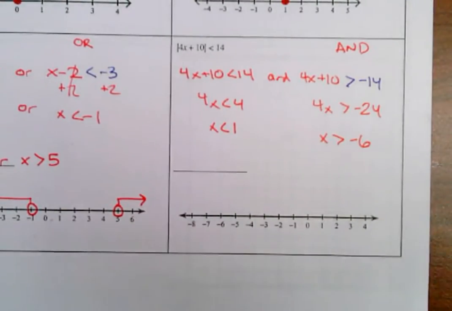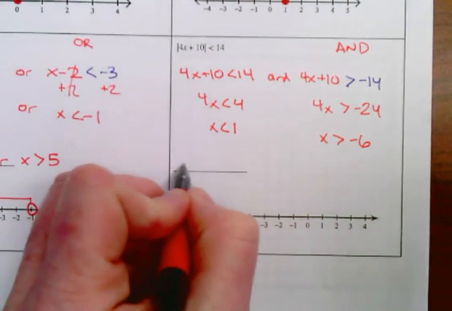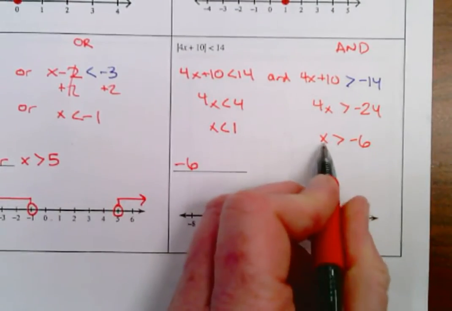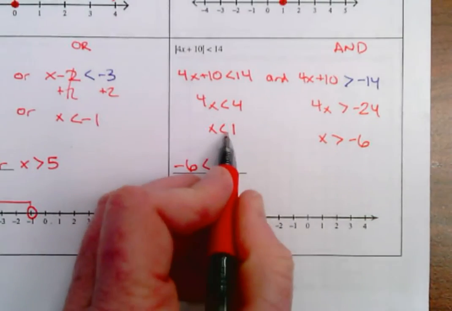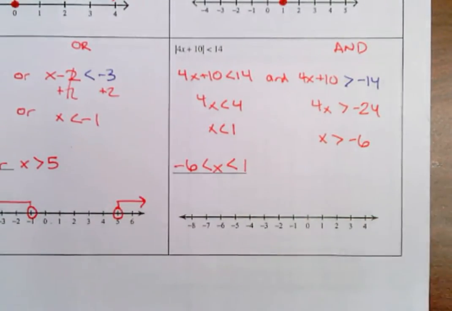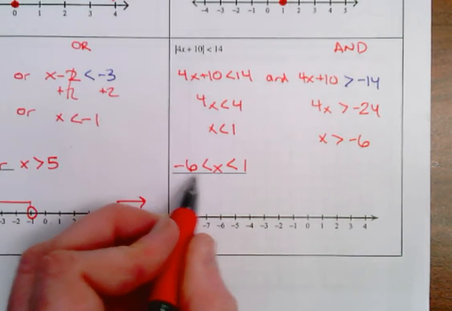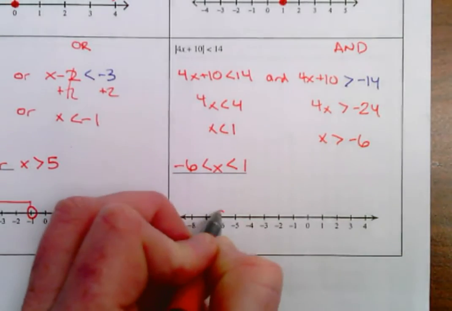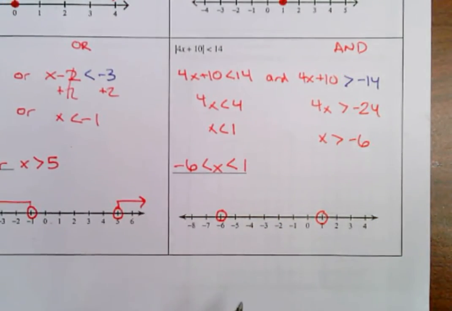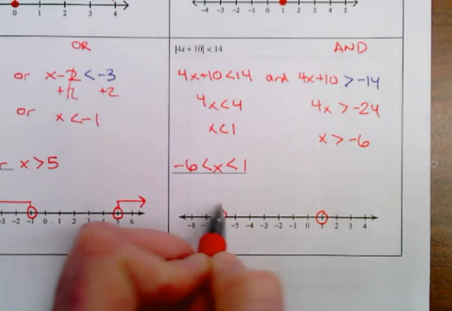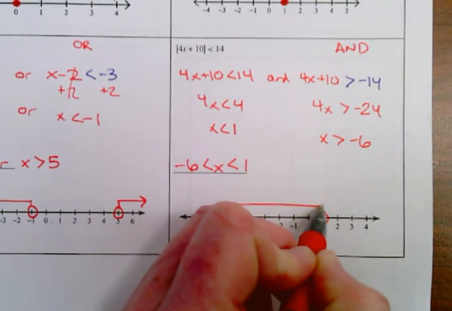Okay, so this is an and statement. So if we put our smaller number here, I know that x is greater than negative 6 and x is less than 1. Okay, so no line because it doesn't include negative 6 and 1. So negative 6 and 1, greater than negative 6 and less than 1. So that's going to be all of these numbers.